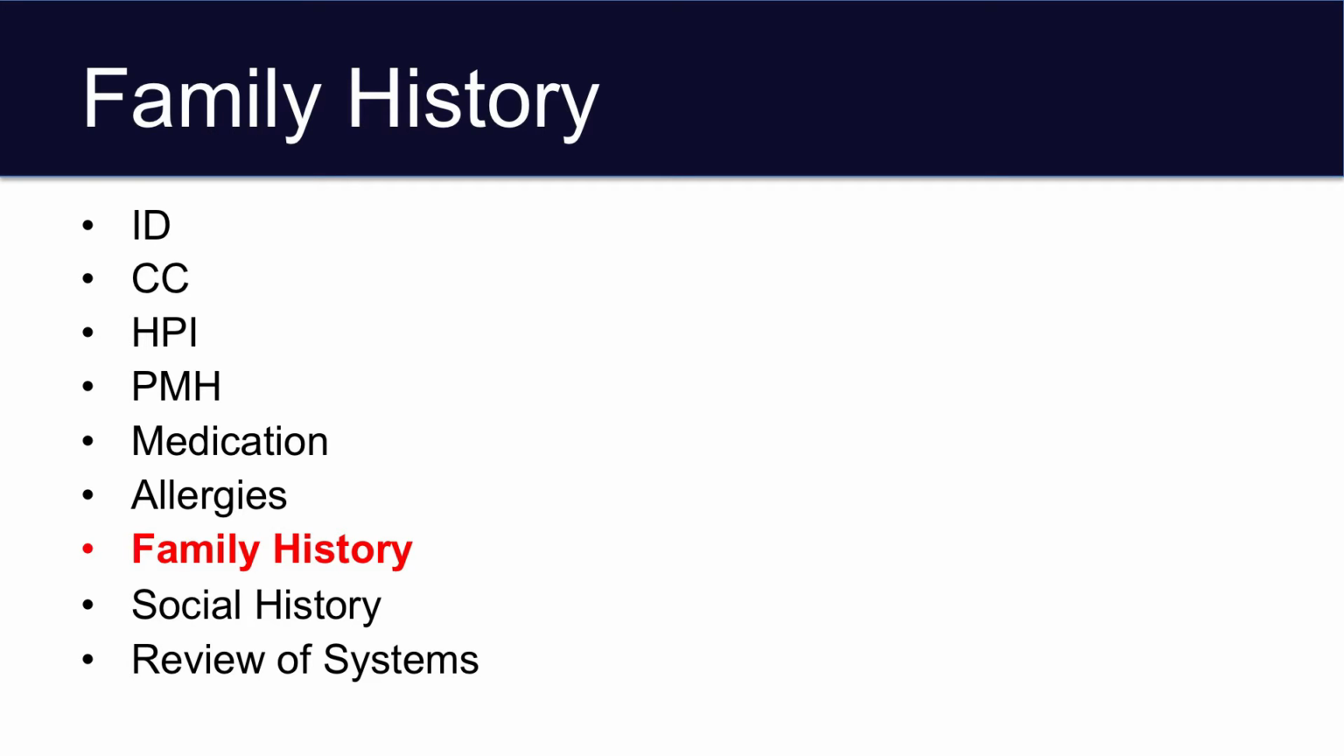Remember, at this point, you've asked the identifying data, chief complaint, the history of present illness, the past medical history, medications, and allergies. You always want to start with a transition statement when you start your family history. You might ask an open-ended question like, do you know of any medical problems that run in your family? Or can you tell me about your family medical history?